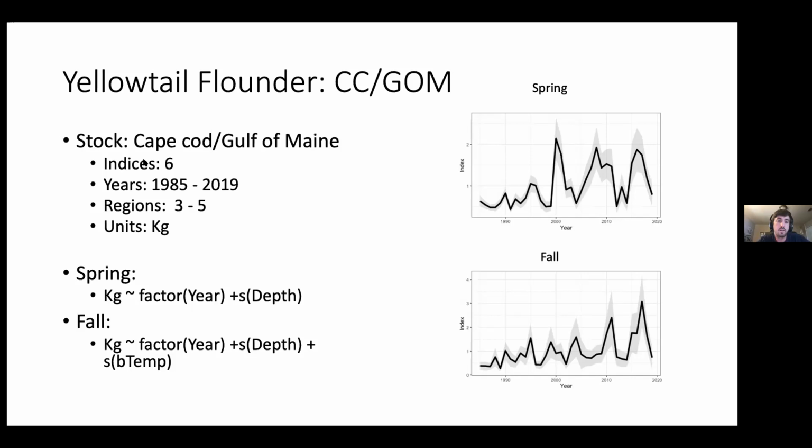And then here they're actually using less data. They're starting in 1985, and that's because I believe that's when the stock assessment occurs. We're using regions 3 to 5 here as well, and kilograms are the units. Again, here you can see the 2 models that were selected from model selection, the springtime series and the fall time series that's currently used in the stock assessment. So again, these are the raw trends.